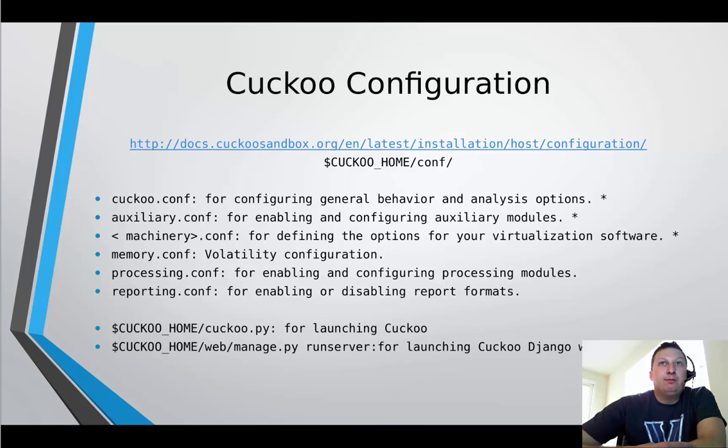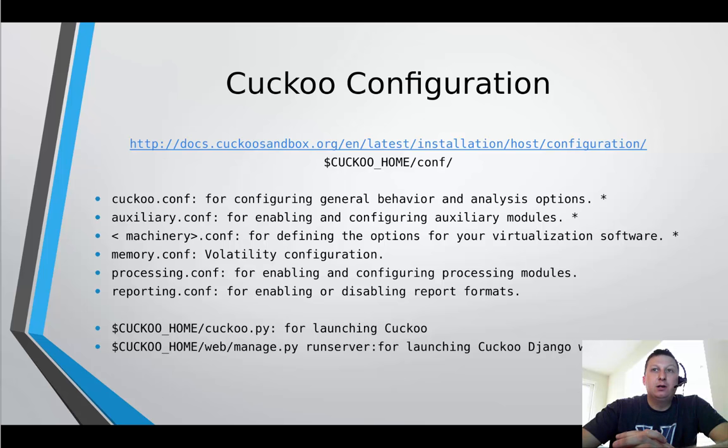The auxiliary.conf talks about some modules that you'll be using. So man in the middle proxy would be located in there. So if you want to use any additional modules and whatnot, those would be discussed in there. The machinery.conf would specify whichever virtualization tool you're using. You could use KVM, VMware, VirtualBox. So for me, I'm using VirtualBox. The file would be called virtualbox.conf.